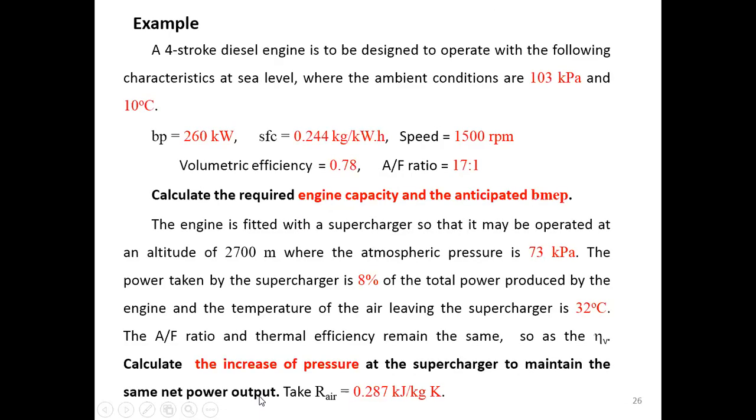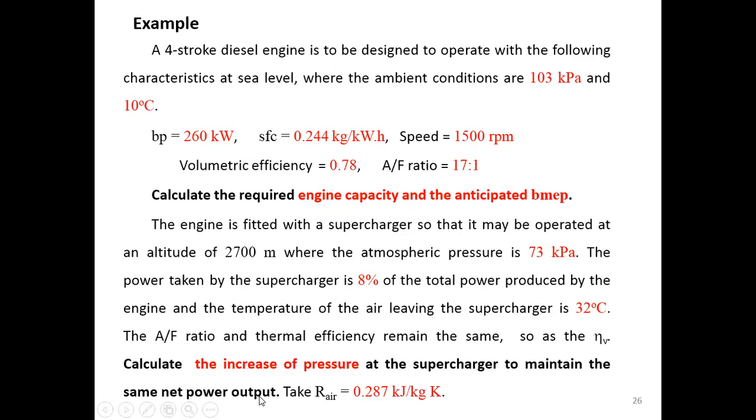Okay, so that is the analysis of the supercharger and the turbocharger, where we use the first law for the steady flow process to do the analysis. Okay, next, look at the examples.